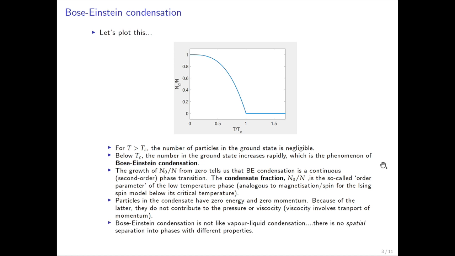And also I mentioned last time that the Bose-Einstein condensate is not really like a liquid. It's a very special kind of condensate, and there's no spatial separation in the phases with different properties. So it's not like in a liquid to gas transition, where you have a container and the liquid sits somewhere at the bottom of the vessel and the gas around it. It's not like that. It's all intermixed, of course.